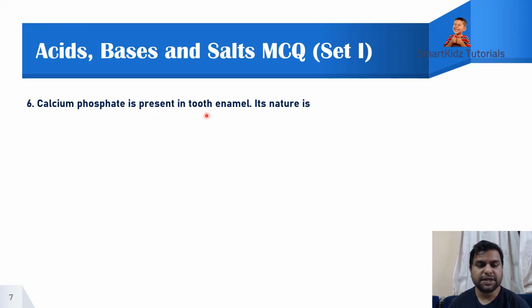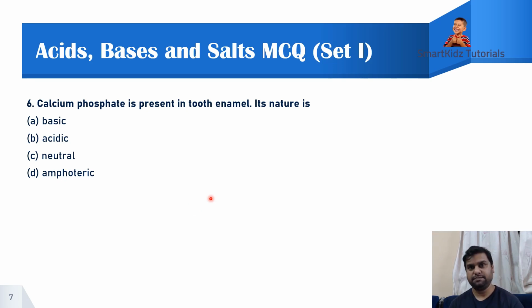Calcium phosphate is present in tooth enamel, basically the white part of the tooth. Its nature, the choices are basic, acidic, neutral, amphoteric. Amphoteric is slightly acidic, can behave as acidic or basic, definitely not that. Neutral, definitely not neutral. Acidic or basic? We use a basic toothpaste to neutralize the acid that is produced by the bacteria. So ideally that should tell you that our tooth should be basic in nature.